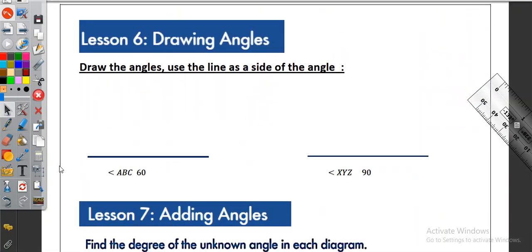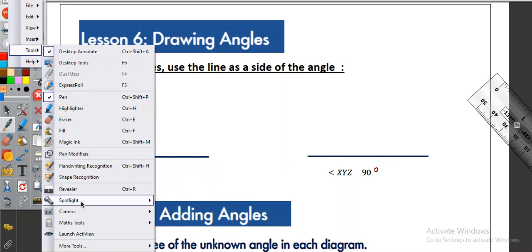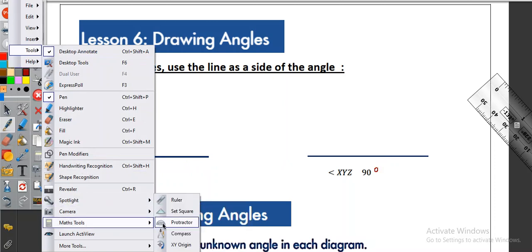Now for this lesson, which is drawing angles. Draw the angles and use the lines as the side of the angle. This line will be the side of the angle ABC, which measures 60 degrees. Which measures 60 degrees here and 90 degrees here. How will you draw this? Well, you're gonna bring the protractor. Tools, math tools, bring the protractor.